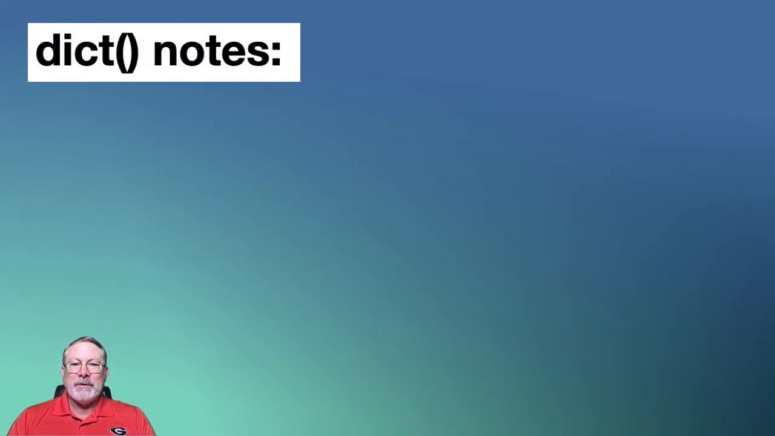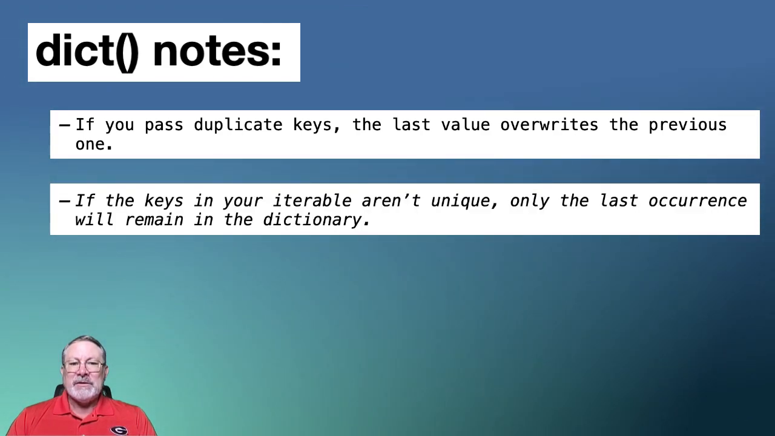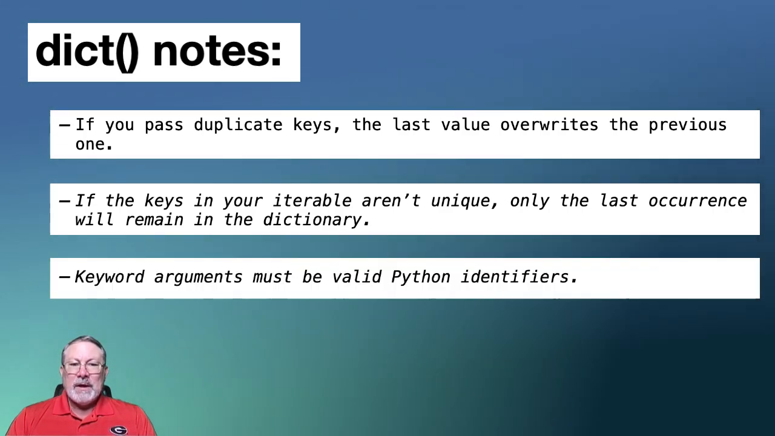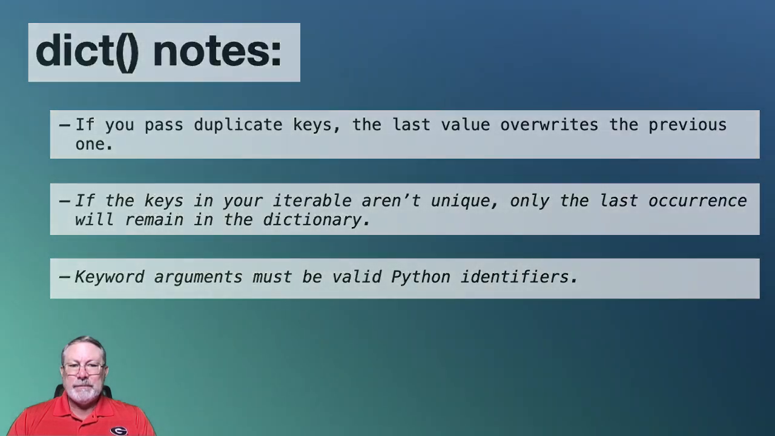Before we wrap up, here are a few important notes. If you pass duplicate keys, the last value overwrites the previous one. If the keys in your iterable aren't unique, only the last occurrence will remain in the dictionary. Keyword arguments must be valid Python identifiers.